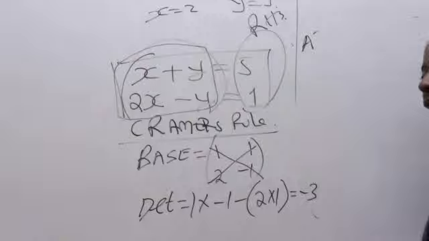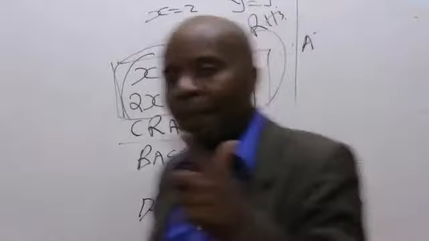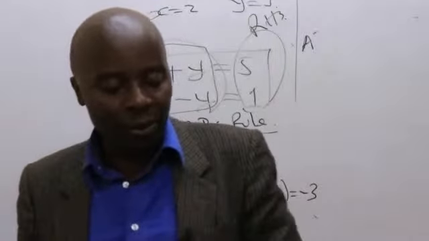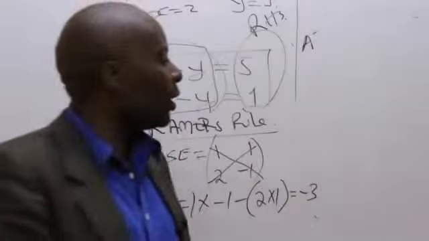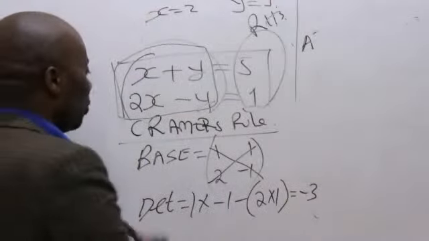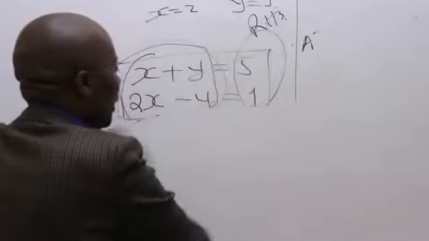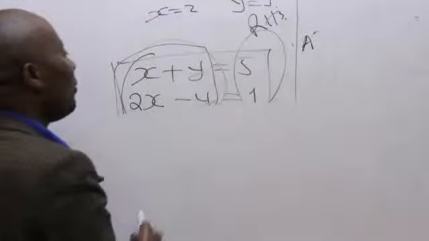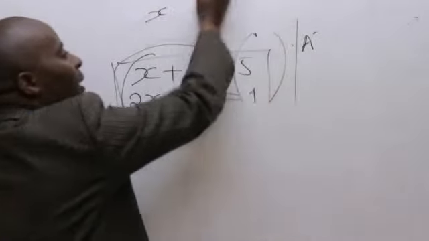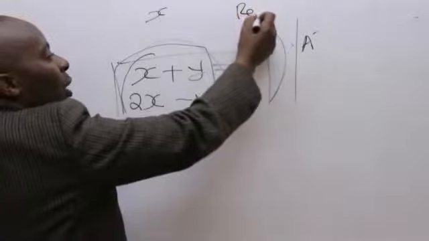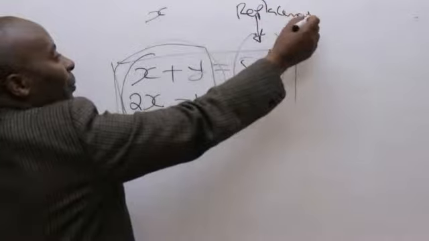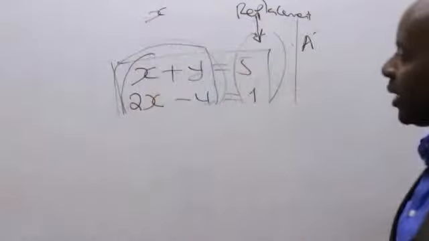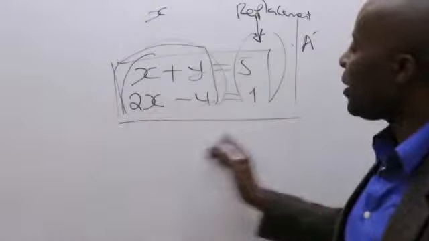Now, ladies and gentlemen, having gotten the determinant, how do I make use of the Cramer's column rule? This is quite an easy thing to be done. Remember that under Cramer's, this column has a special name called what? Replacement. This column has a special name called replacement.